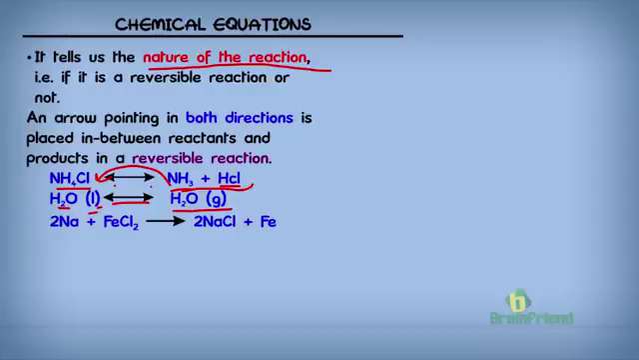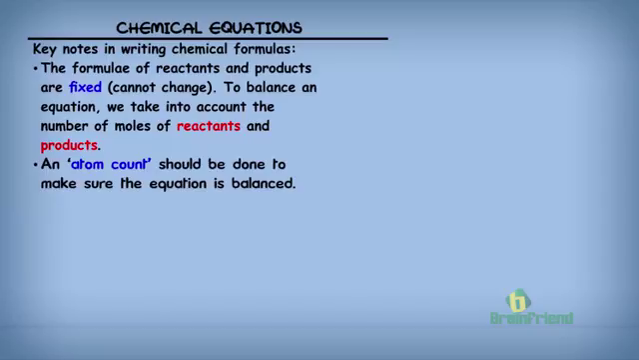But you can see this third reaction here, sodium reacting with iron chloride to give us sodium chloride and iron, is just one way, meaning that these products cannot react again to form these reactants. It's a one-way reaction. There are points to note in the writing of chemical equations.